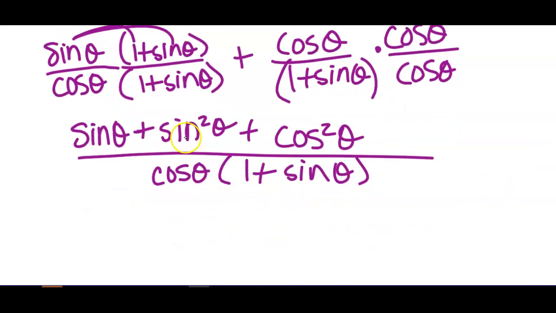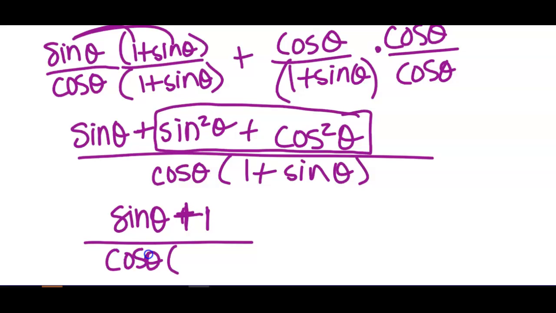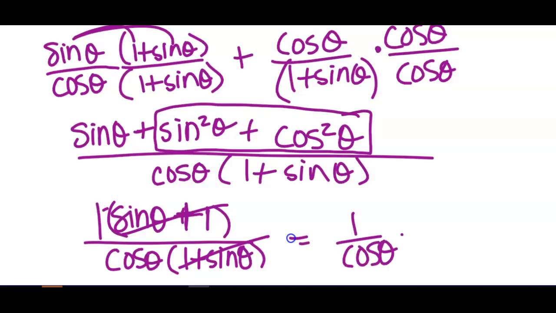Now, this is kind of tricky, but we can add these two because what is a sine squared plus a cosine squared? It is just 1. And then this quantity, sine plus 1 and 1 plus sine, is the same quantity, so we can divide that out. We end up with a 1 over cosine, which is a secant. Yep, I probably won't put that on a quiz.